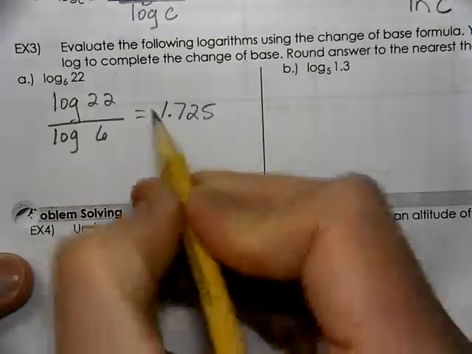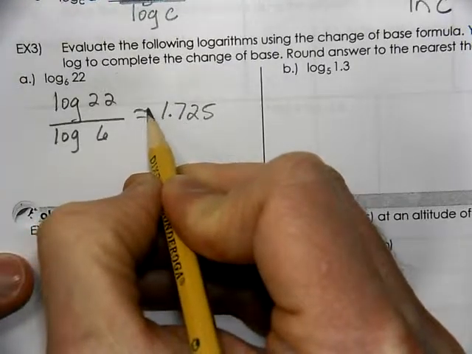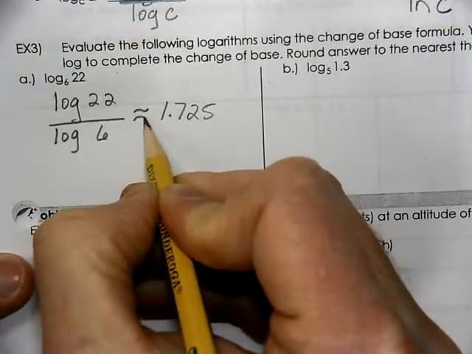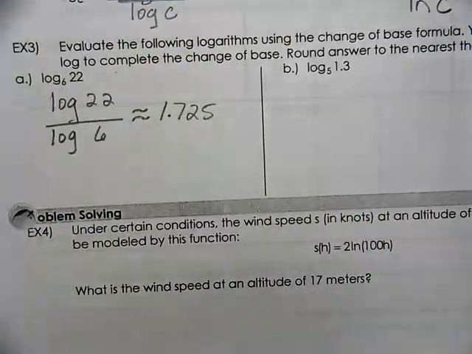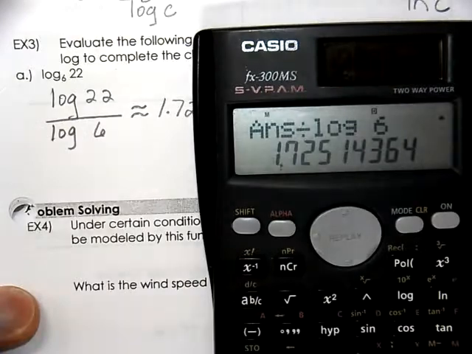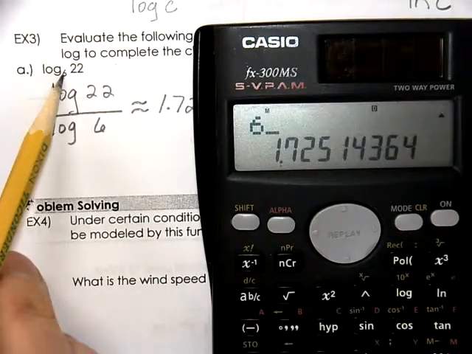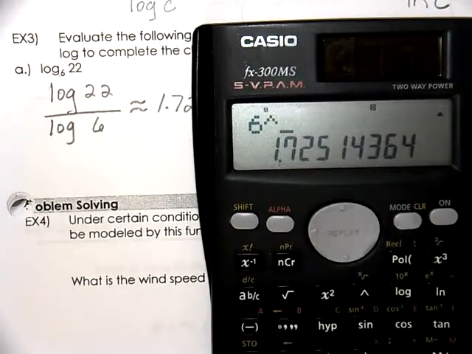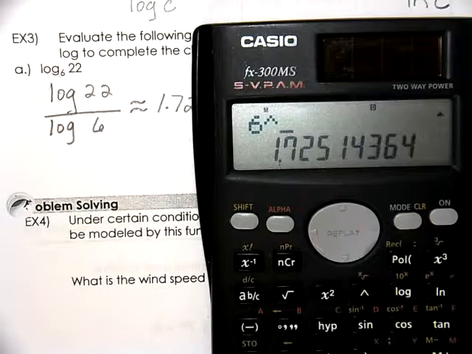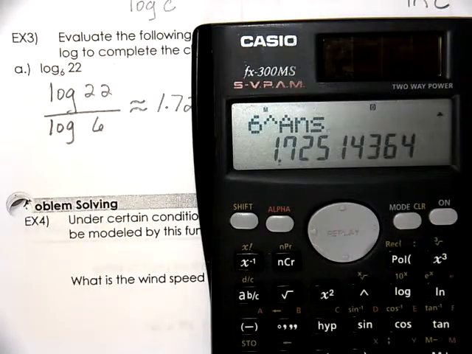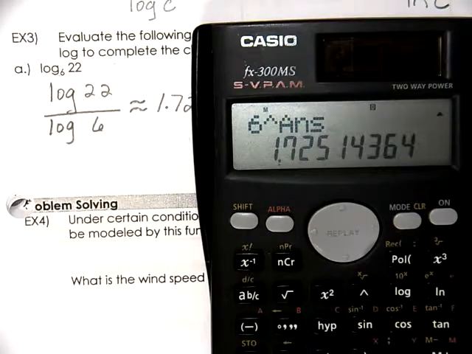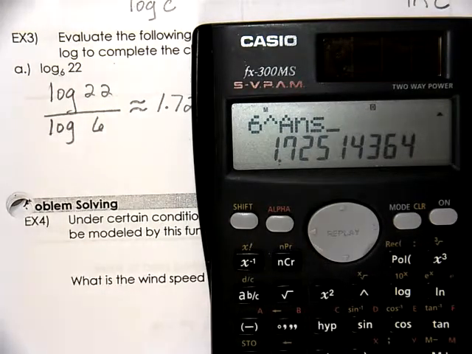Now that would be an approximation, so it's usually best if you show approximately as your answer, because it's not the exact answer. Now notice, if I do the base of 6 to the power of our answer of 1.725, what answer would you expect we'd get? We should get 22.